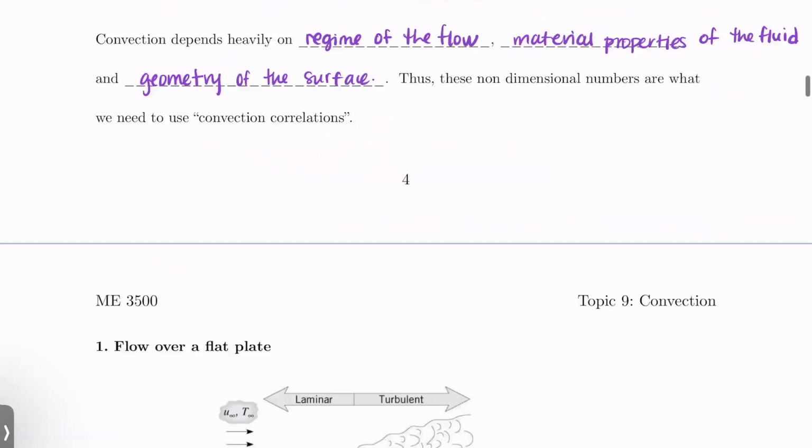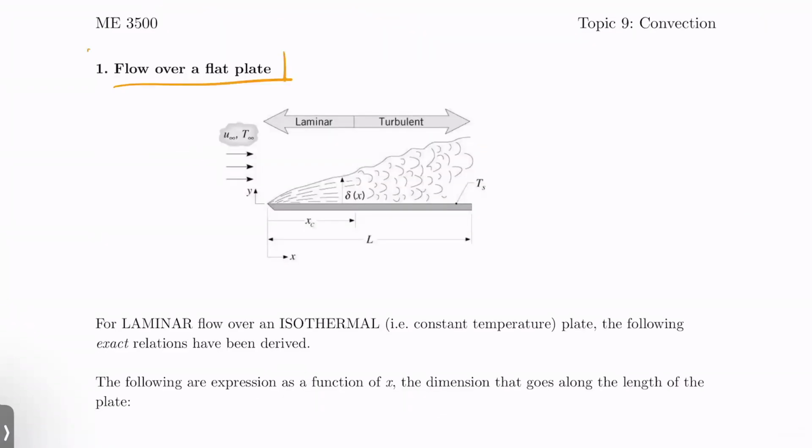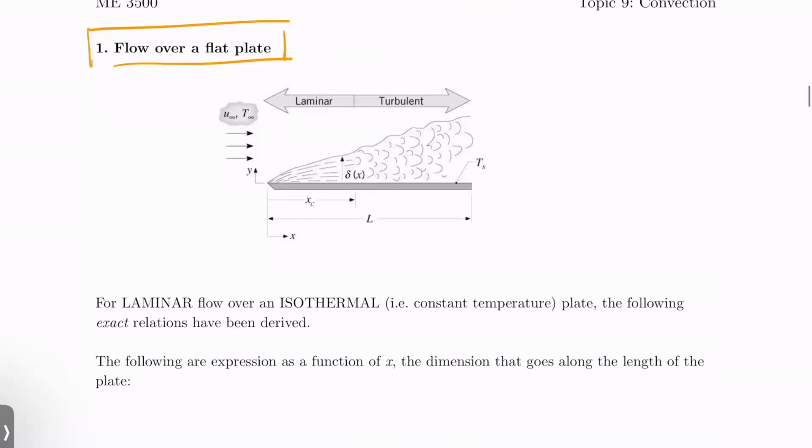The first flavor of flow over a flat plate that we are going to do is to consider a plate that is experiencing laminar flow. So we're going to stick with laminar flow for now. And the plate is also going to be assumed to be isothermal. That means it has a constant temperature.